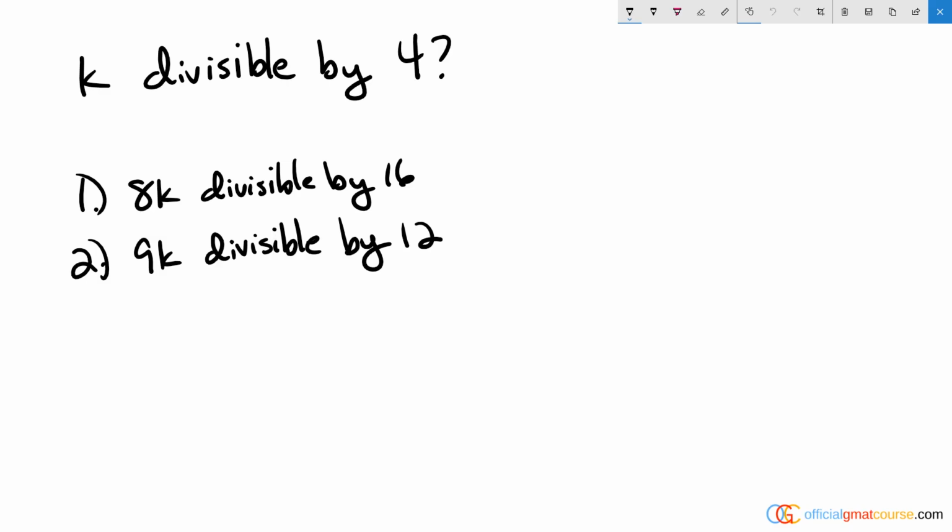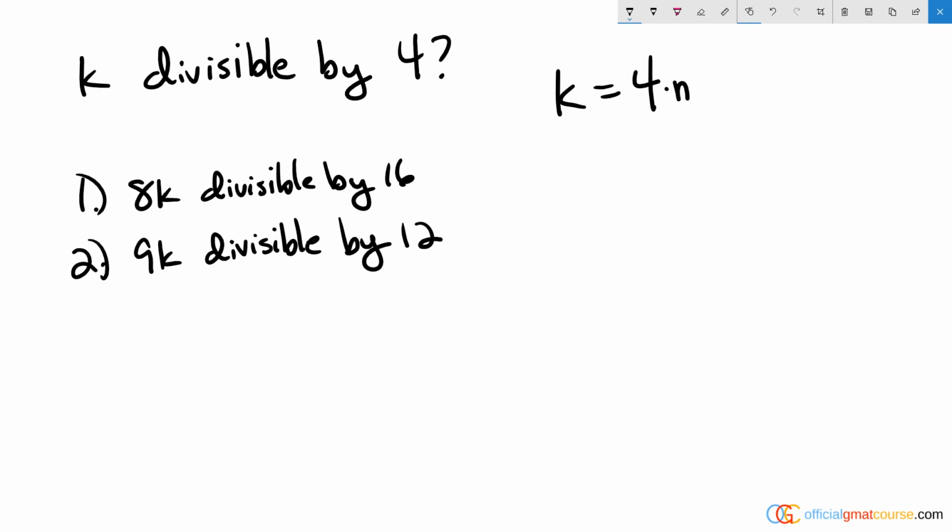Is k divisible by 4? Well, I want to introduce a special way of thinking about these sort of divisible by questions. A way of thinking about this is to say that if k is divisible by 4, then k must be a multiple of 4, which would mean k is equal to 4 times some whole number, an integer. And I usually represent that as an n.